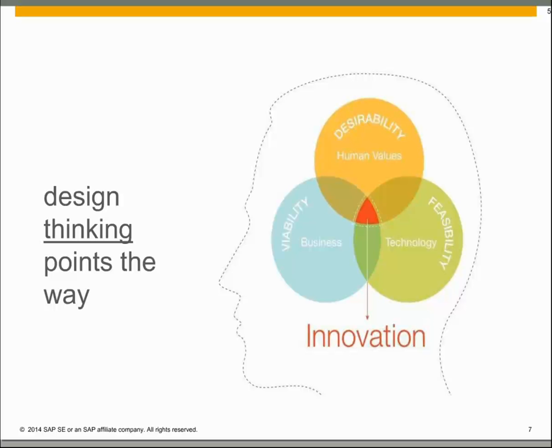So what we do is we look at viability, that is your business aspects. We look at desirability, which is the human values, like what does the end user want, and we look at the feasibility. So that means we look at what are the existing technologies that we have at our hand, and we actually combine these three aspects and then find a sweet spot for innovation. And this innovation is SAP Fiori.